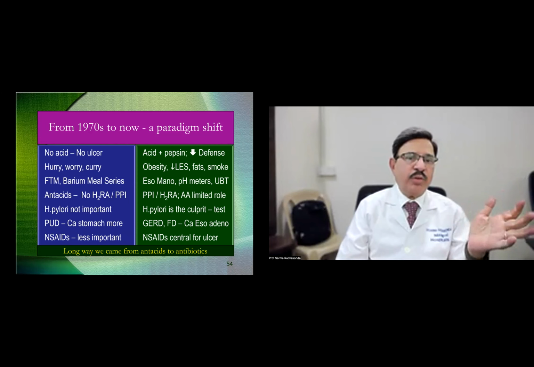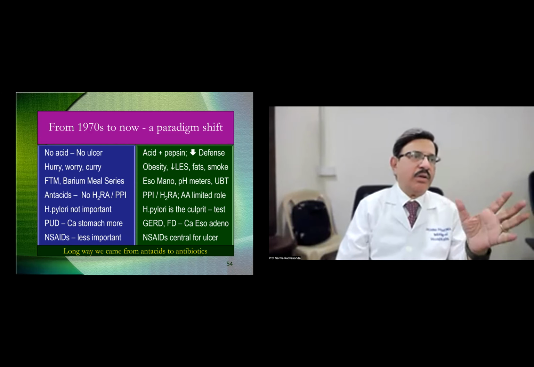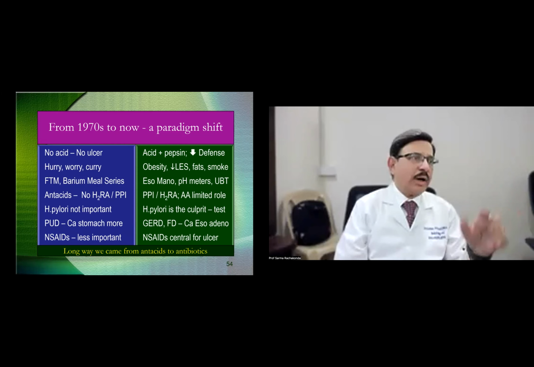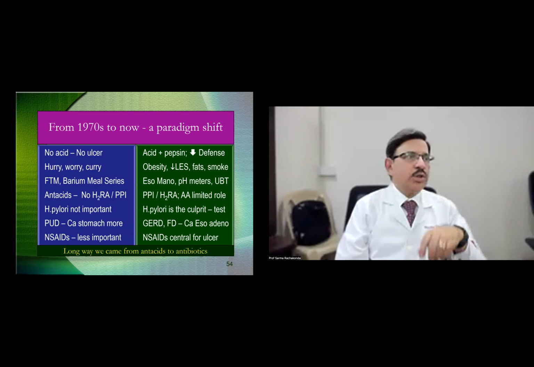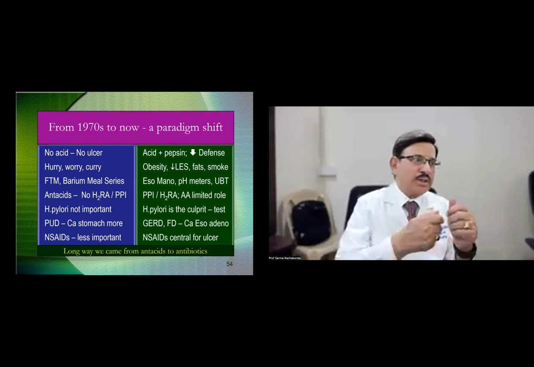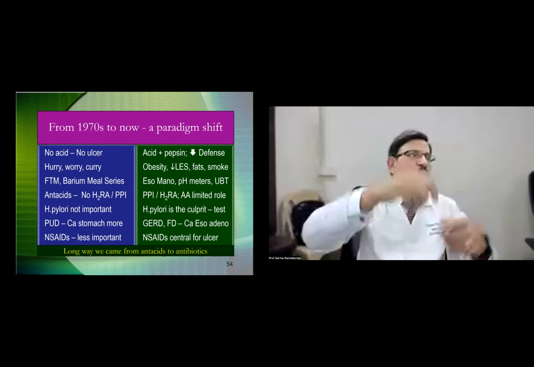Then we used to do the fractional test meal. What is a fractional test meal? Give him gruel, barley, in the morning on an empty stomach. After the barley is given, the Ryle's tube is already in place. We used to draw gastric contents every 10 minutes and then titrate them under the burette and pipette, and then see how much acid is there in that.